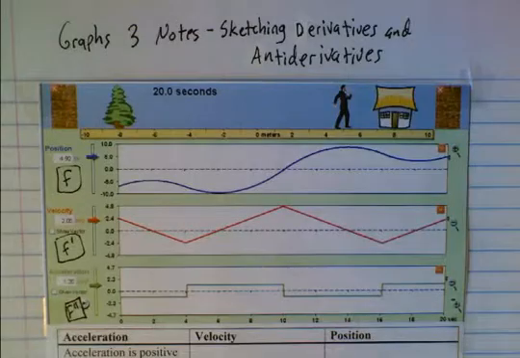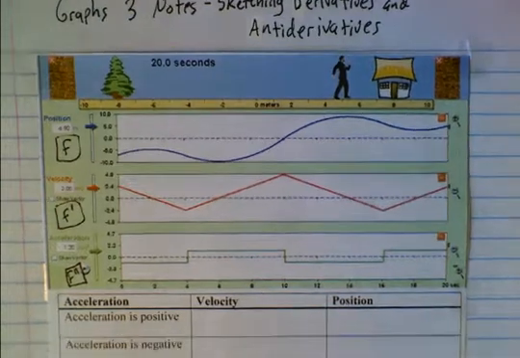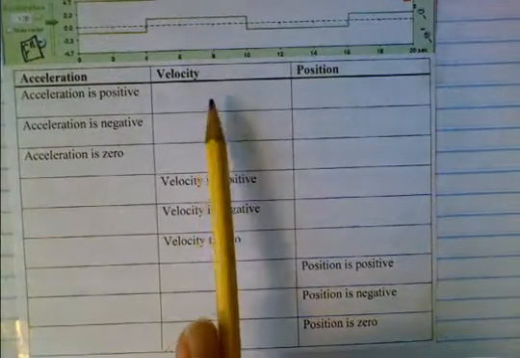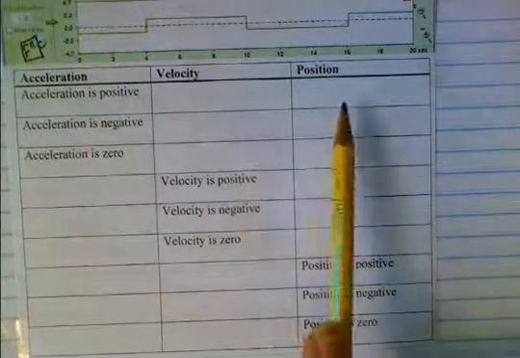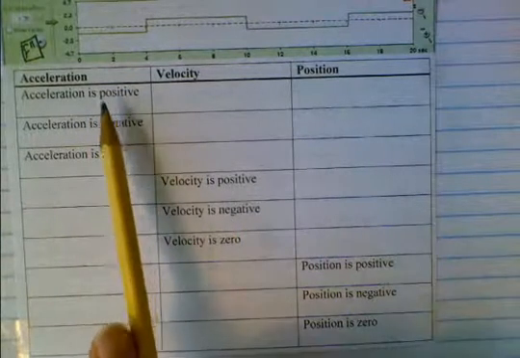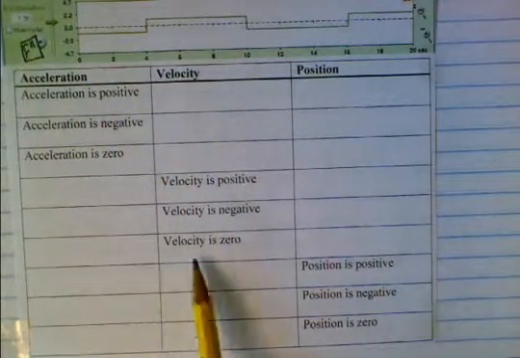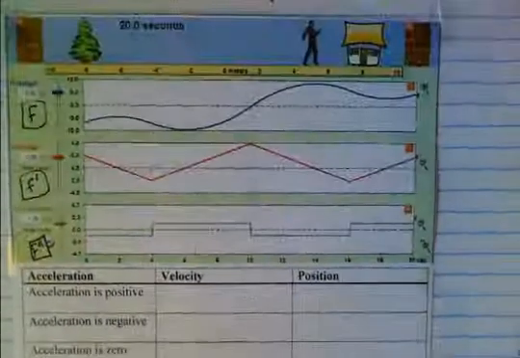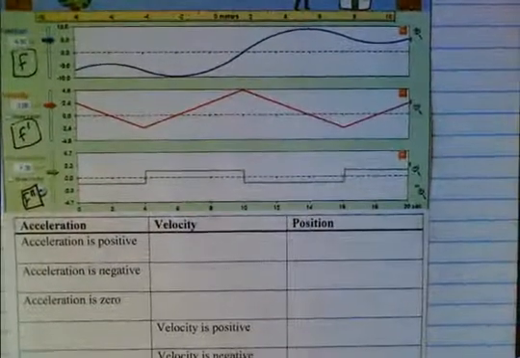Looking at a printout of these graphs, we can use them to try to fill in this table down here. What happens with velocity when acceleration is positive? How about position when acceleration is positive? What happens with acceleration when velocity is 0? And so on and so forth. So, let's look at these and see what we can find out.